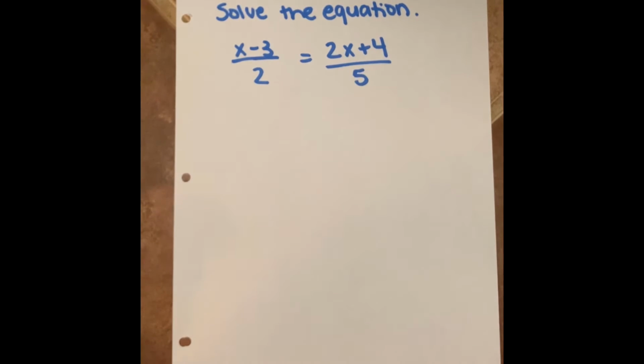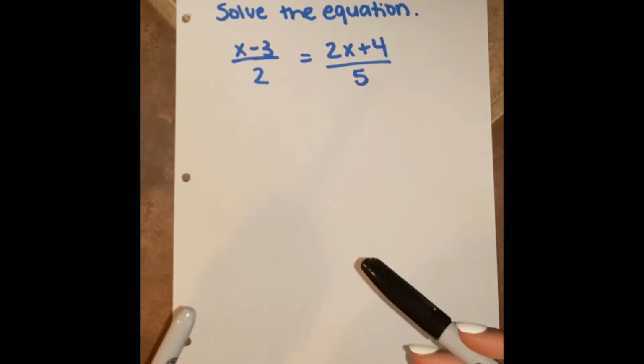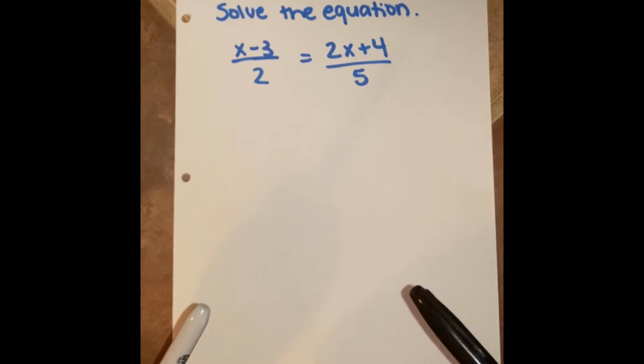Okay, so we're going to try another problem. If you want to, you can pause the video here to see how well you understand the concept. If not, then we can go along together. We're going to solve the equation. We have x minus 3 divided by 2 is equal to 2x plus 4 divided by 5.